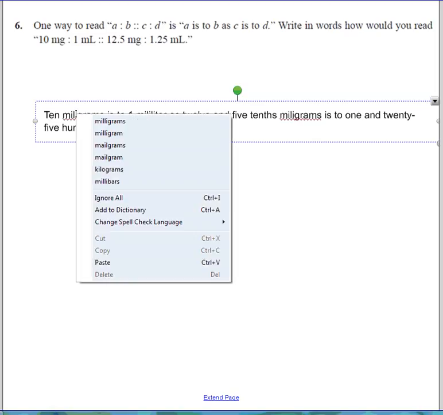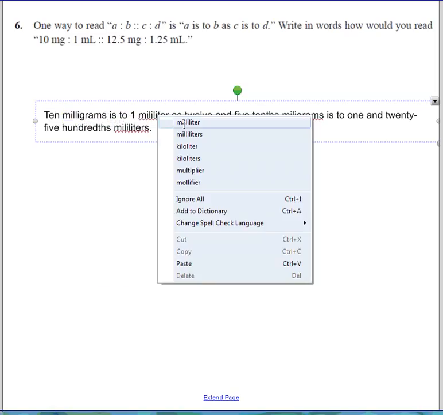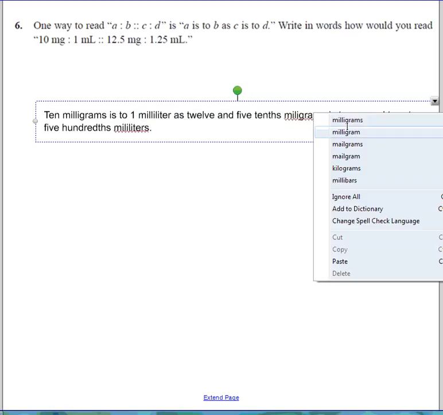It doesn't like my milligrams. That's why I'm not spelling them right.